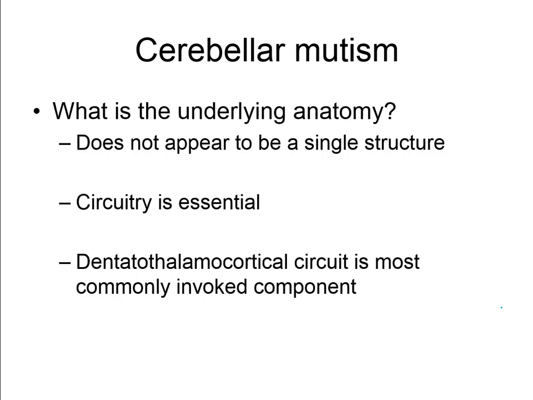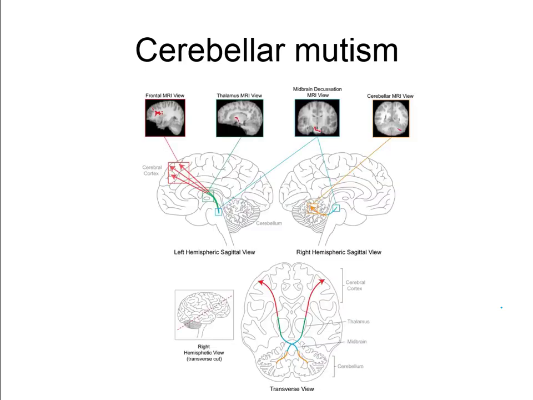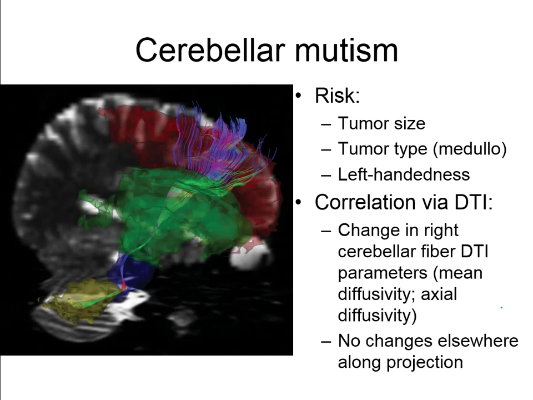Contralateral thalamus, the same way it goes to the contralateral red nucleus, and then from that thalamus up to the cortex. In fact, by looking at fiber tracing using DTI, one can show a change in the cerebellar output fibers from the right cerebellum. Where does the right cerebellum go? Left side of thalamus and left side of cortex.